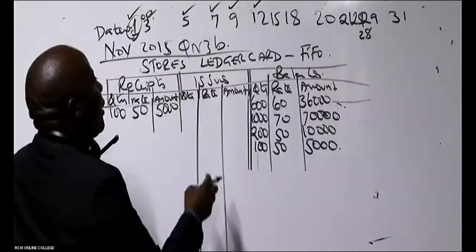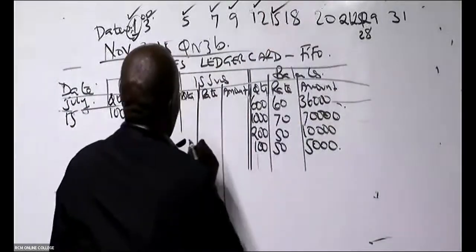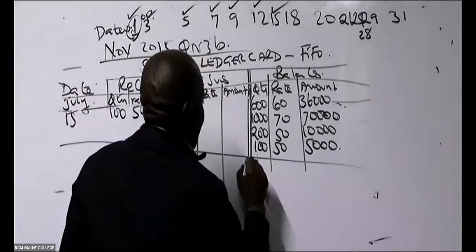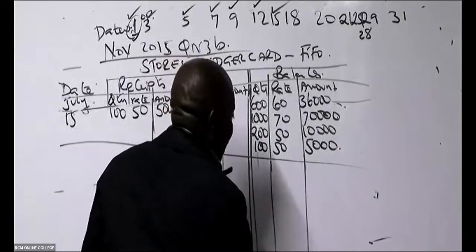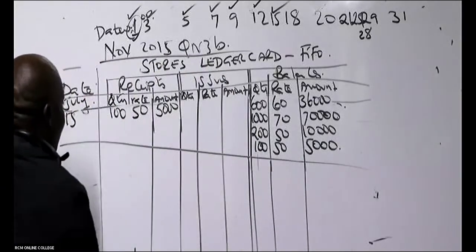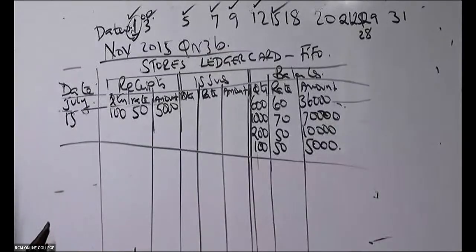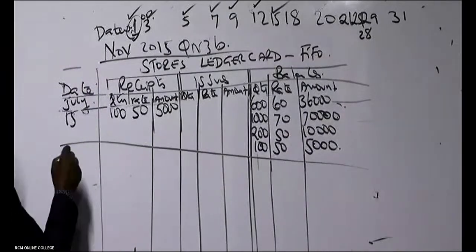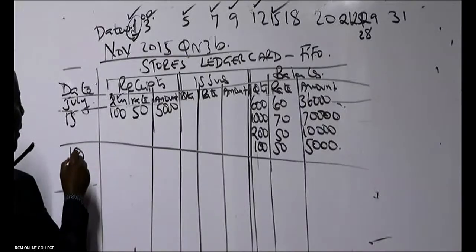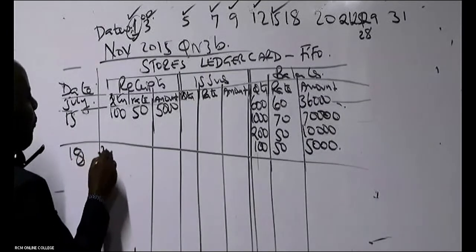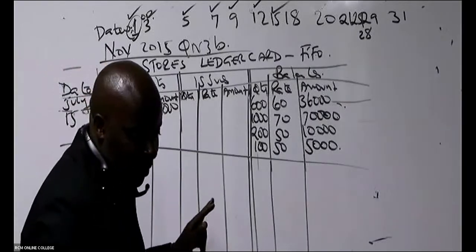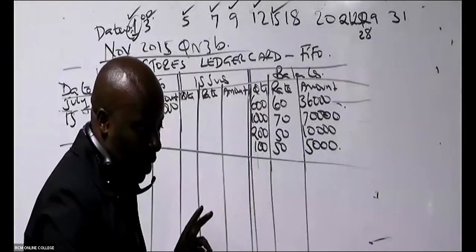So now we are through with this contentious date, and we can go to the next date, which is the 18th. So what happened on the 18th, my good students? We received. I love receiving because receiving is the easiest; we shall never have any contentions on receiving. So we received how many on the 18th? 2,400. Do you know the rate at which we received this 2,400?